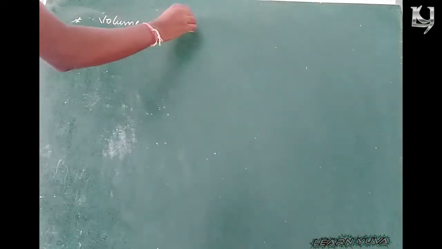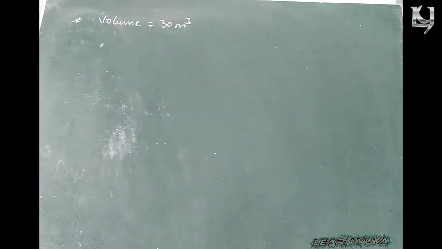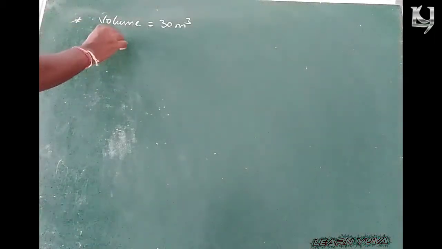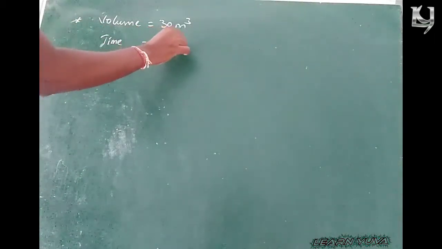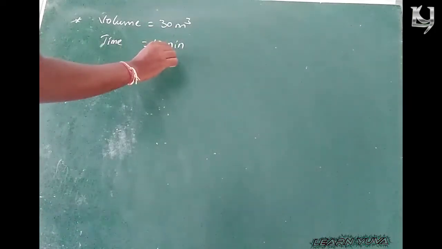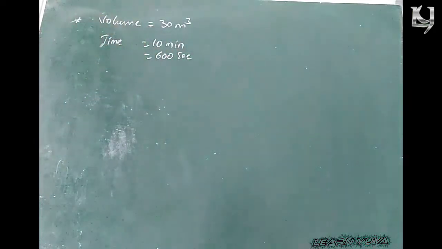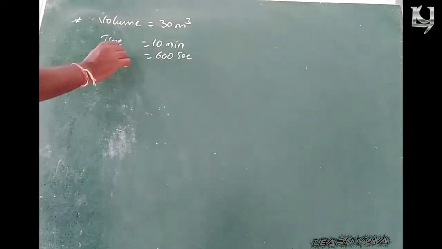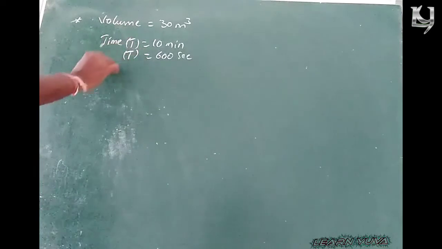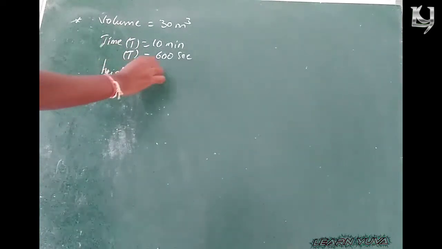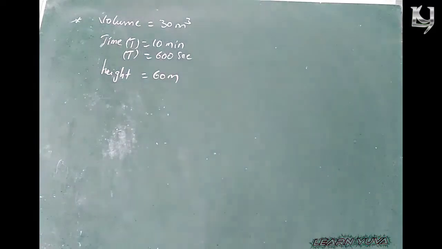So in this problem, he gave that the volume of the tank to be filled is 30 meter cubes. Okay, and an electric pump takes 10 minutes. Time taken is 10 minutes, that is equal to 600 seconds, to fill the volume of 30 meter cube with water. Okay, and the height of the tank is 60 meters above the ground.